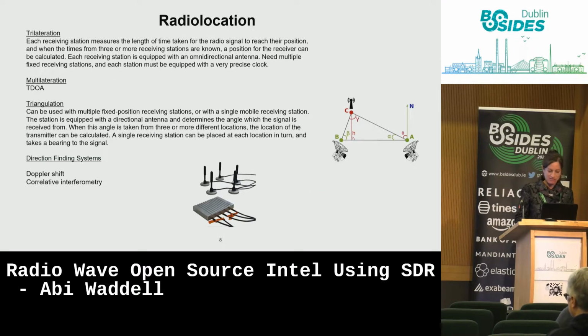It's usually very useful when radio scanning to have the ability to physically locate the source of any transmission. And this is just to summarize some of the methods of doing this. Trilateration requires the distance between the receiver and the transmitter to be measured. Each receiving station measures the length of time taken for the radio signal to reach their position, and when the times from 3 or more such stations are known, a position for the transmitter can be calculated.